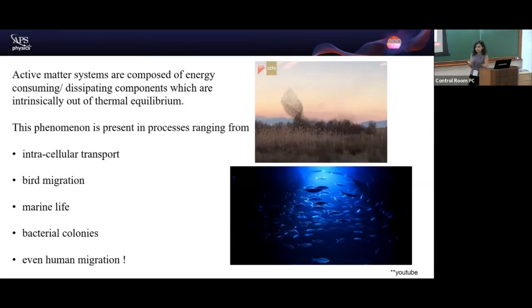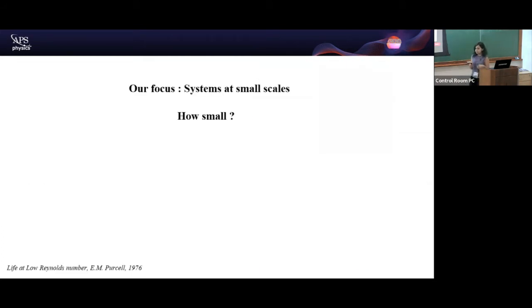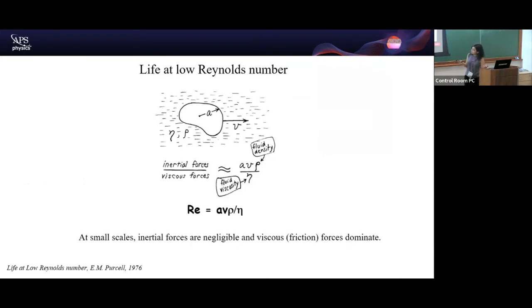But today, what I'll be discussing is a system at a very small scale. So when I say small, how small? We define a number, the Reynolds number, which is nothing but a ratio between inertial forces and viscous forces. At a very small Reynolds number, the inertial forces are completely negligible. We can ignore them, and hence the dynamics of the body is completely governed by viscous forces. So this is the range at which I'll be talking about, that is, at a very low Reynolds number.